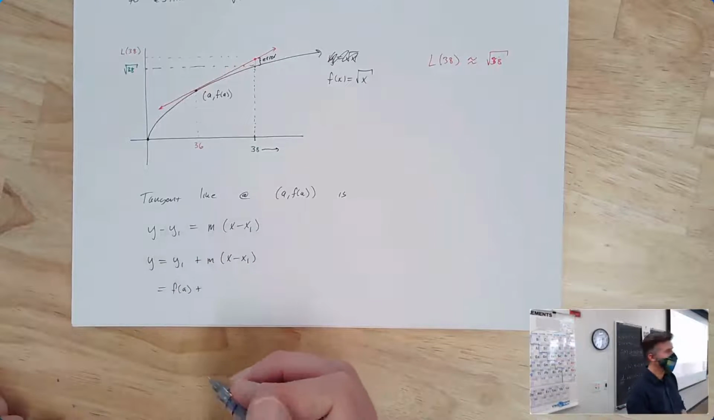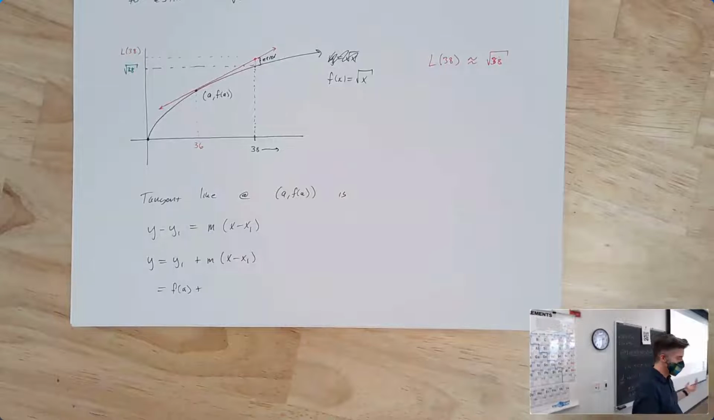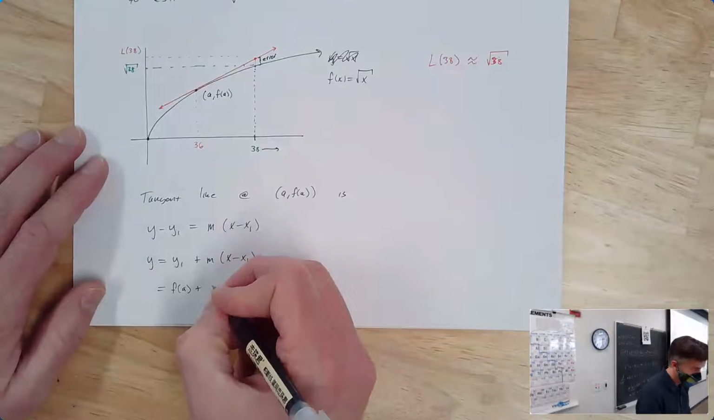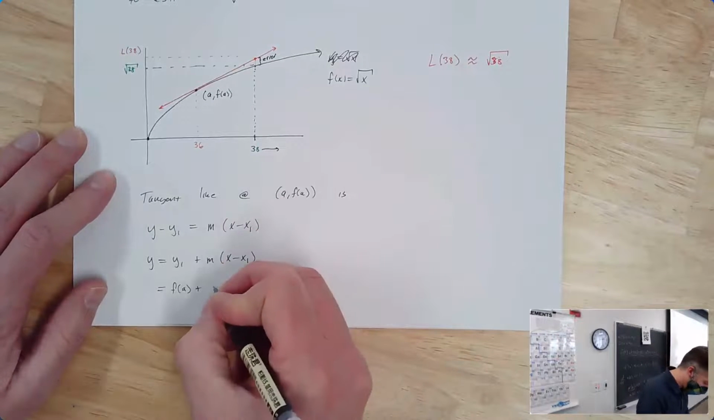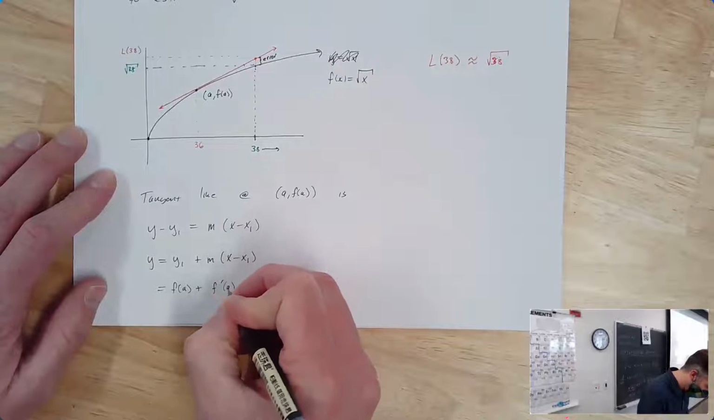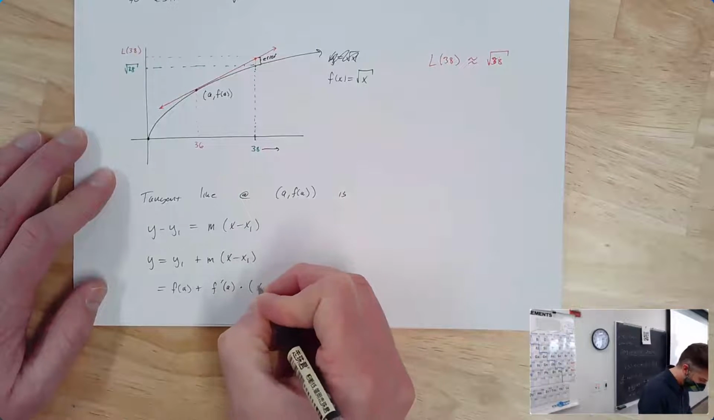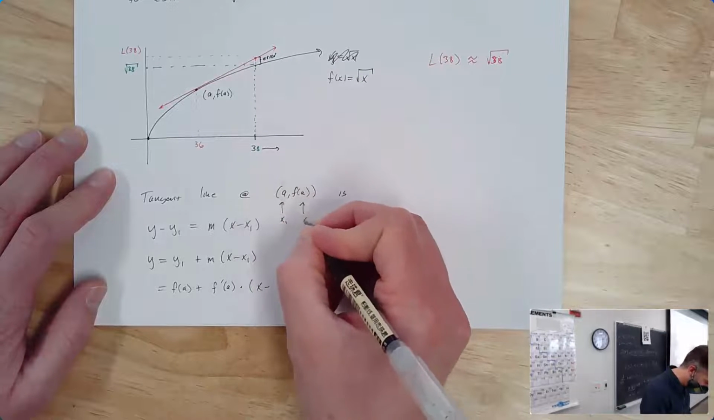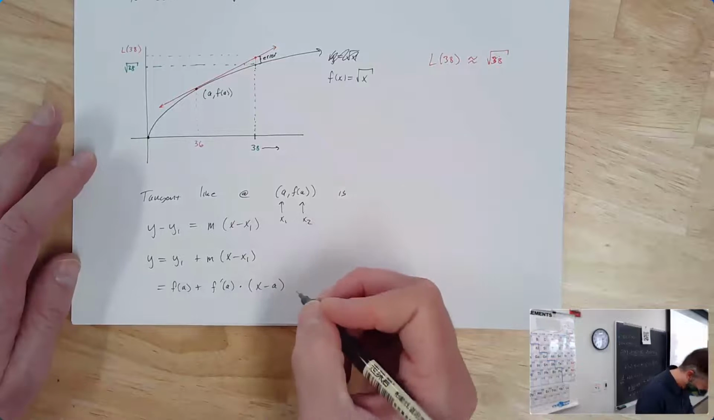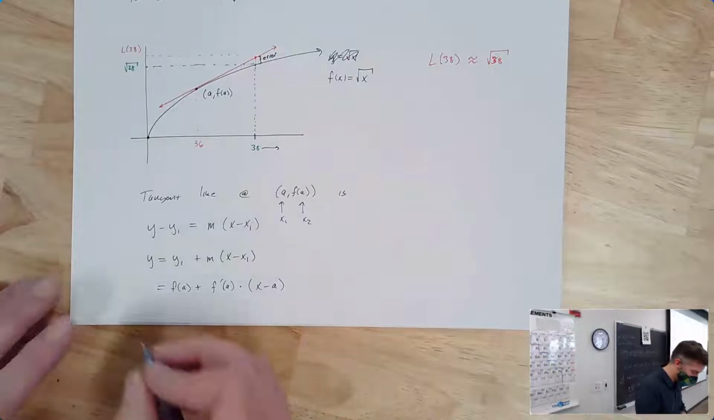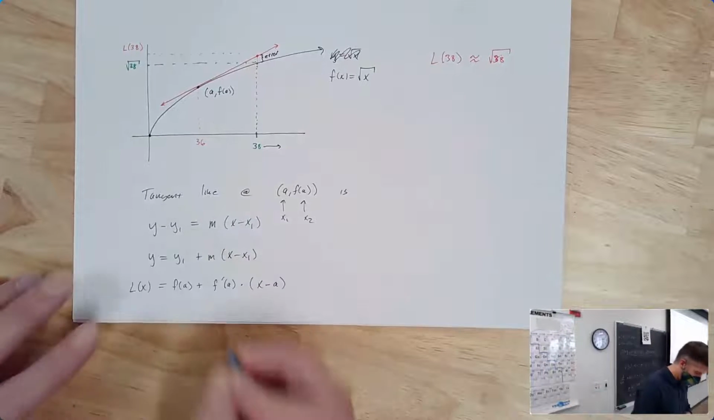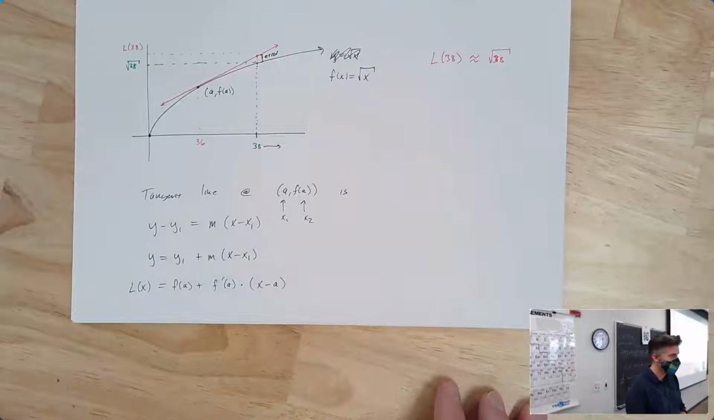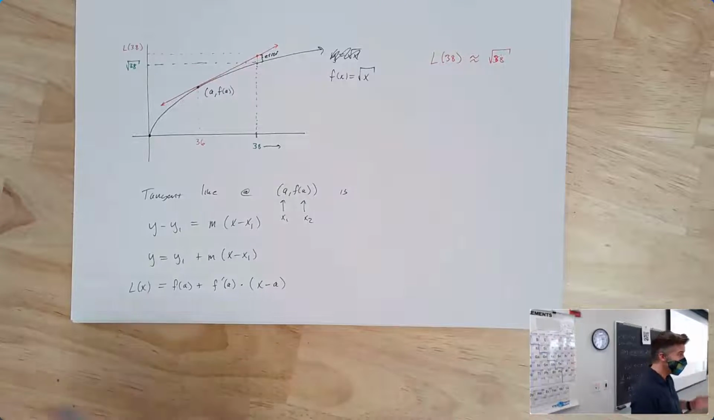And the slope is what? How do we find the slope in calculus? The derivative at the point A. That's going to be f prime of A times x minus the x coordinate, which is just the A value. And instead of calling this y, we call it the linearization. But really, it's just the equation of a tangent line. It's nothing new. It's just a different way of writing it, really.